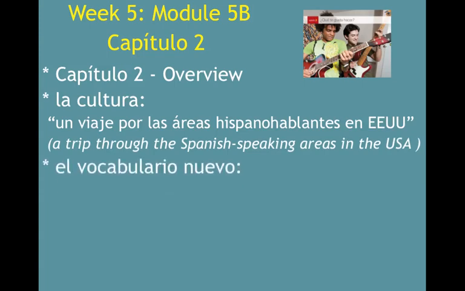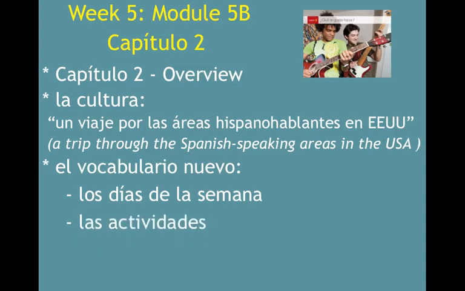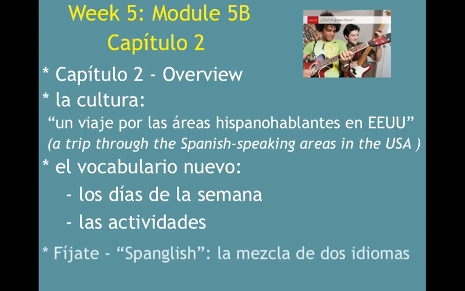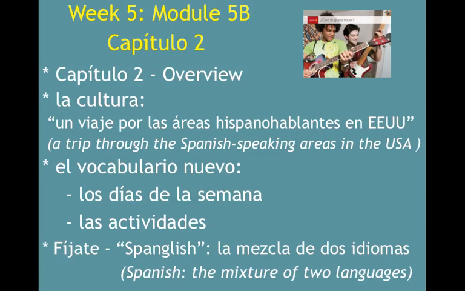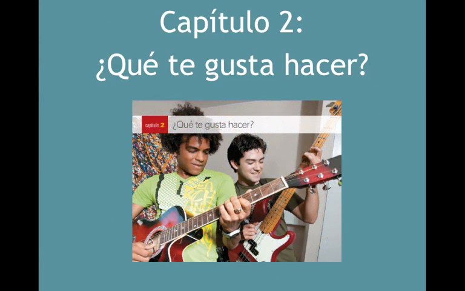As with our capítulo 1, we'll start with el vocabulario nuevo, los días de la semana, days of the week, and las actividades, verbs, activities, which is a common way to start when you begin speaking Spanish. We'll wrap up our chapter with fíjate, pay attention to Spanglish, la mezcla de los dos idiomas, Spanish, the mixture of two languages. So let's begin with capítulo 2.